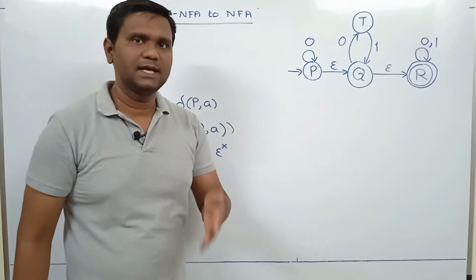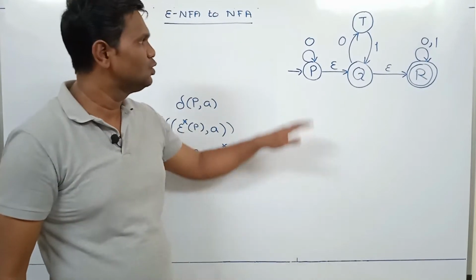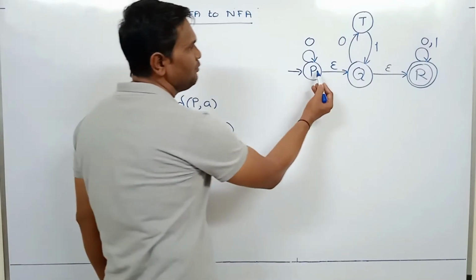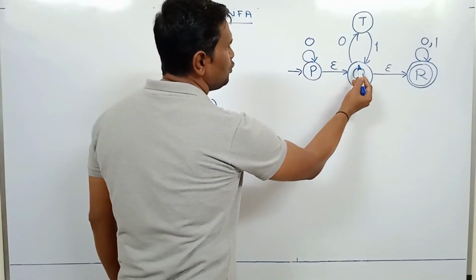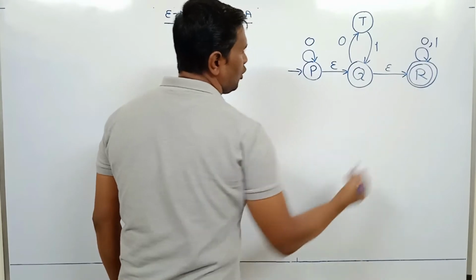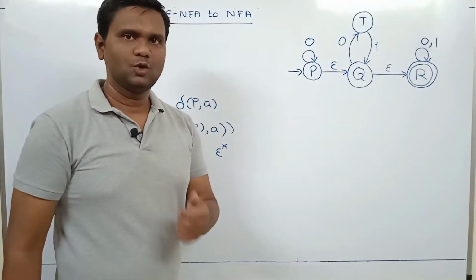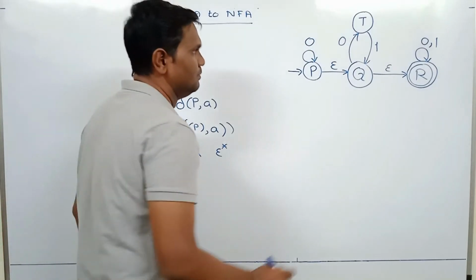Now the first step in the procedure is to remove all unreachable states. Here from P we can reach Q, from Q we can reach T and R, so all states are reachable. The second step is to calculate epsilon closure for all the states.